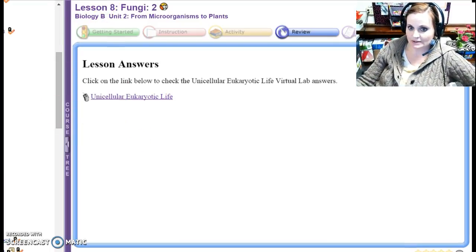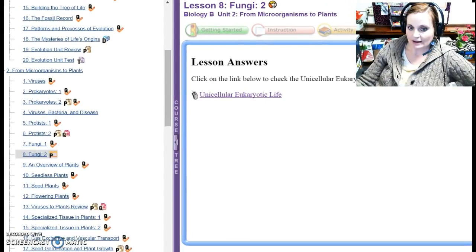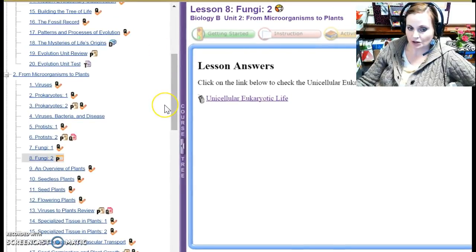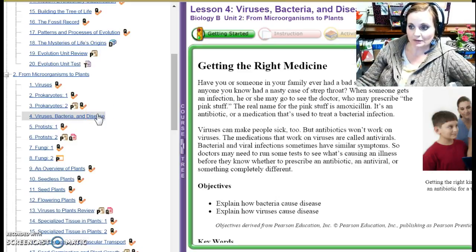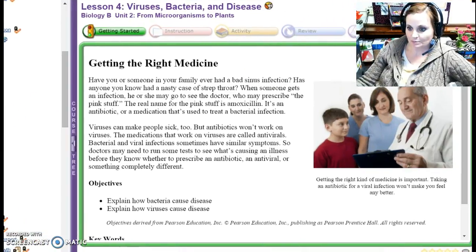In fact, if you're paying close attention, earlier on in Unit 2, Lesson 4 is titled Viruses, Bacteria, and Disease, and there is nothing next to it, no icon. And that's because you're going to be given a few lessons to do your work before you have to turn it in. Okay? So moving over to this part of the portfolio, you're going to talk about how do people get diseases and what causes diseases and that kind of thing.